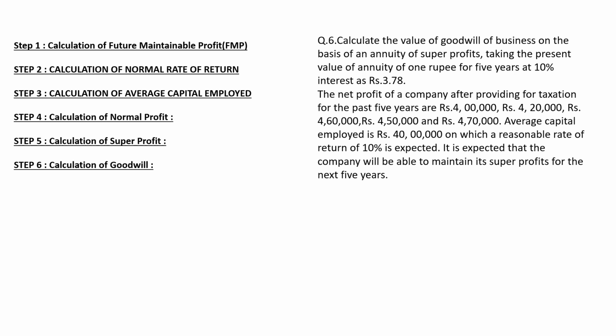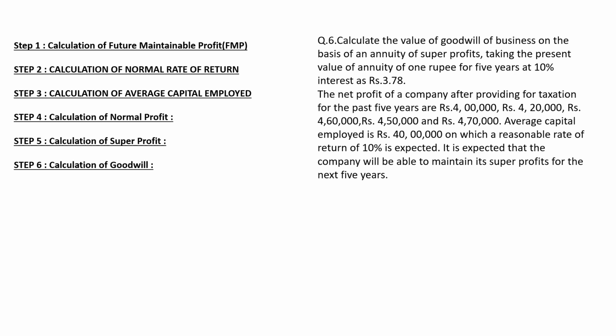Step-wise there are 6 steps which you have to remember while calculating the value of goodwill. So what are the 6 steps? Step 1, calculation of future maintainable profit. Second step, calculation of normal rate of return. Step 3, calculation of average capital employed. Step number 4, calculation of normal profit. Step 5, calculation of super profit, and step 6 is calculation of goodwill.